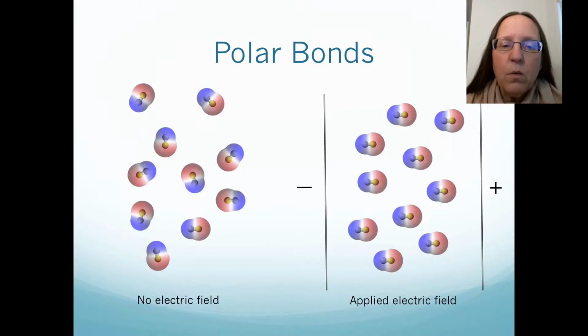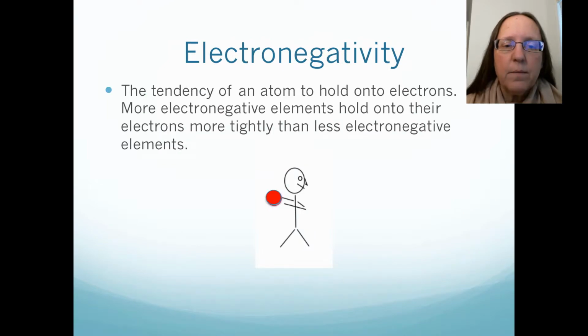But how do we know whether a covalent bond will be polar or not? To answer that question, we need a concept called electronegativity. Electronegativity is the tendency of an atom to hold on to electrons. More electronegative elements hold onto their electrons more tightly than less electronegative elements. This is not a measurable quantity.